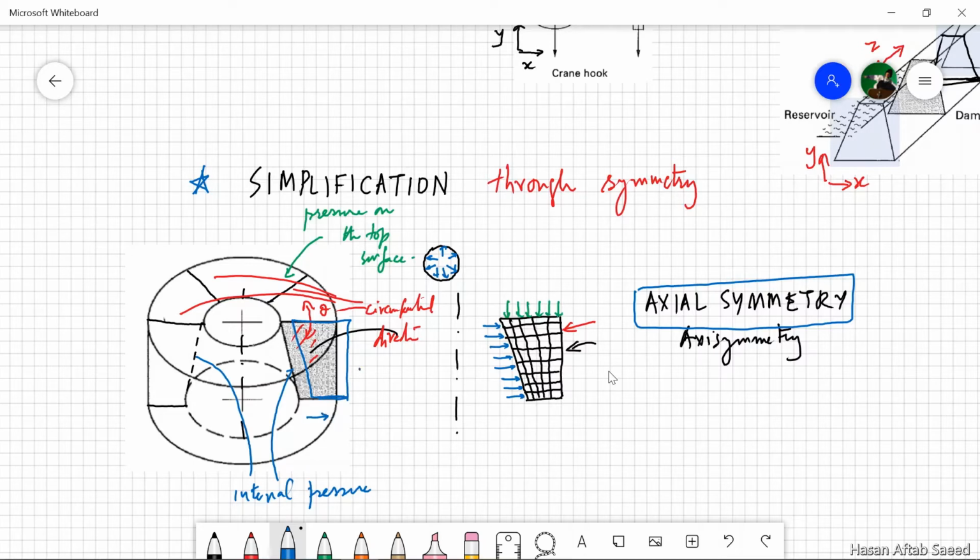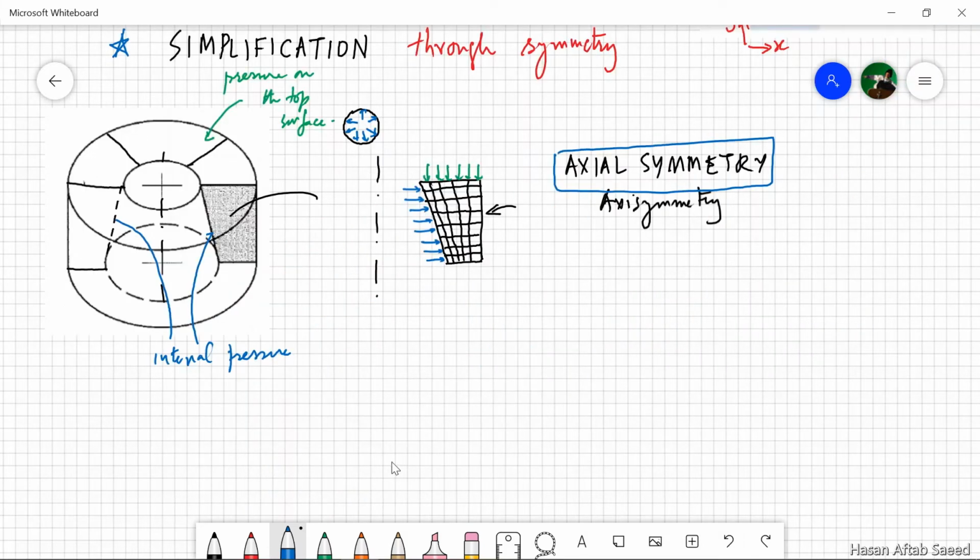Motion in the longitudinal direction, we call it z. This is r. This is also possible, but there is no motion in the circumferential direction. This section, after the application of the internal pressure, will remain in its own plane, and no point on it can move in the circumferential direction. Hence, we can just model it like this.